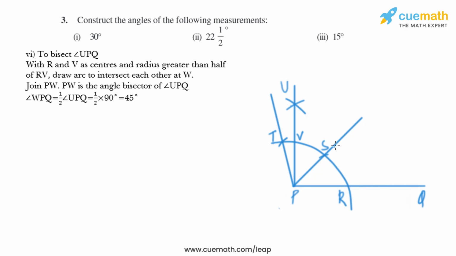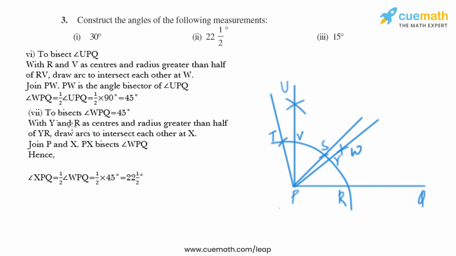So we'll put the compass at R and V and we'll take the radius more than half of RV and we will draw arcs. So let's put the compass at V and let's draw arc with radius more than half of RV. So it will be like this. Then we'll put the compass at R and we will draw another arc with the same opening of the compass and that will intersect this like this. And we'll mark the point of intersection of both the arcs as W. Then we just need to join PW. We'll get 45 degree angle. So we have got angle WPQ that equal 45 degrees.